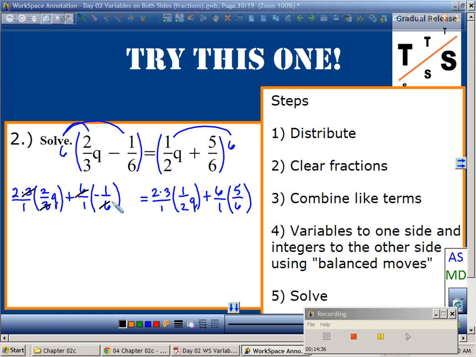So 3 divided by 3, 6 divided by 6, 2 divided by 2, 6 divided by 6. So 2 times 2 is 4q minus 1 equals 3q plus 5. Draw our little T over here. Which side is going to have the q's? Mario? You're very vocal today. Which side is going to have the q's? The left side? Why? Excellent. 4q is greater than 3q.